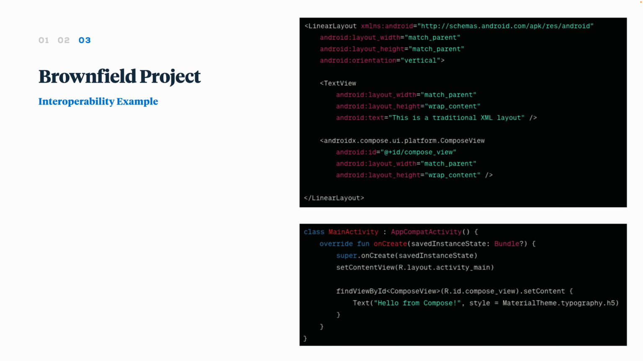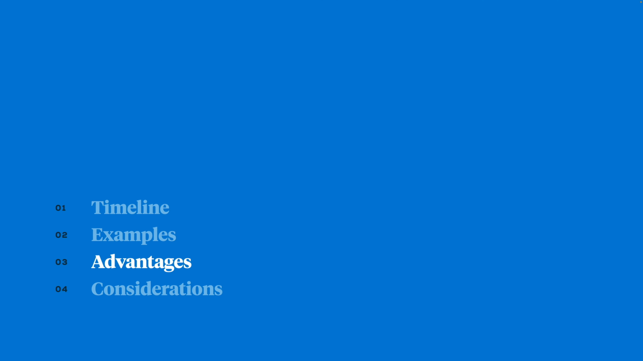Similarly, if you find yourself with a brownfield project that you would like to slowly introduce Compose to, you're able to simply add a Compose view to your XML, find that view by its ID, and then can immediately begin calling composables. Now that we've seen the simplicity of Compose in action, let's explore the advantages that it has over its legacy predecessor, XML, which has encouraged many teams to make the leap.